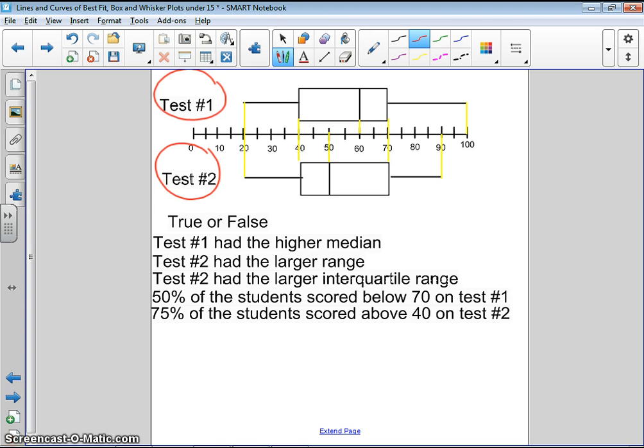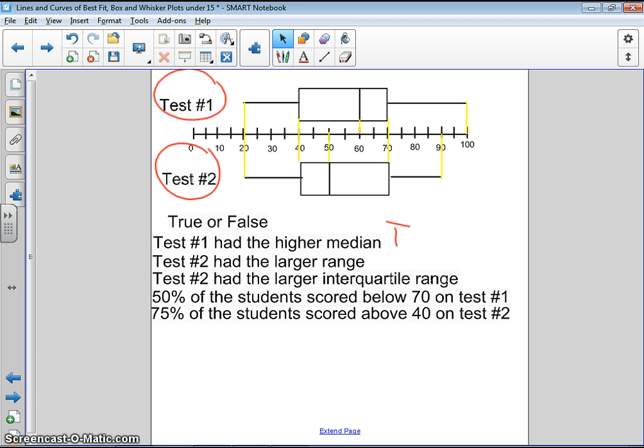Test number 1 had the higher median. Well, we said that the median on test 1 was 60 and the median on test 2 was 50, so that's going to be true. Test 1 does have the higher median. So let's move on to the next statement.